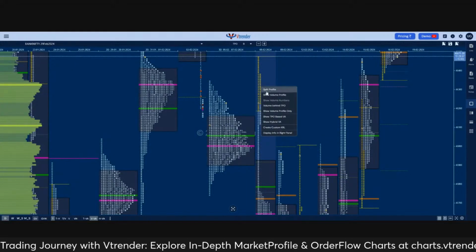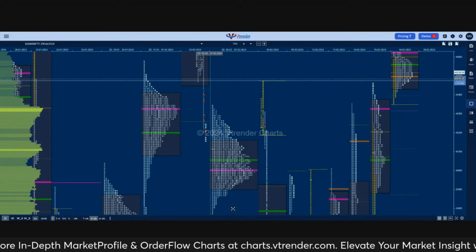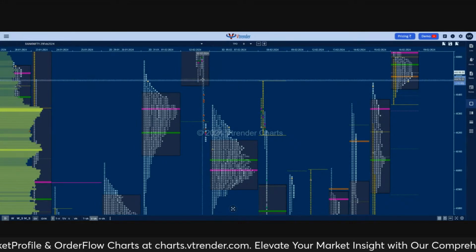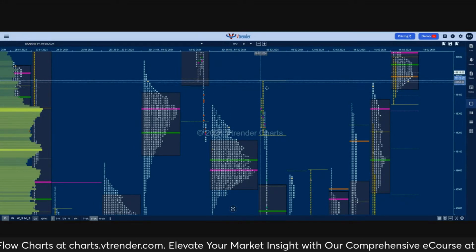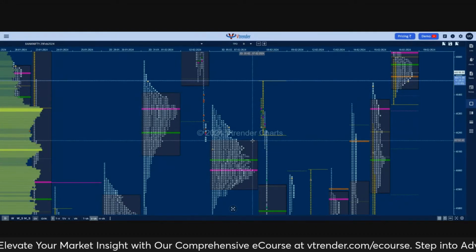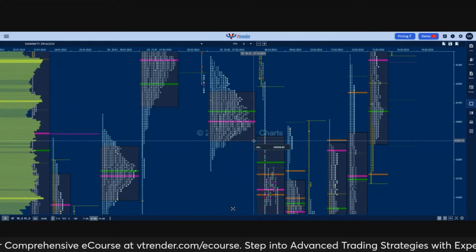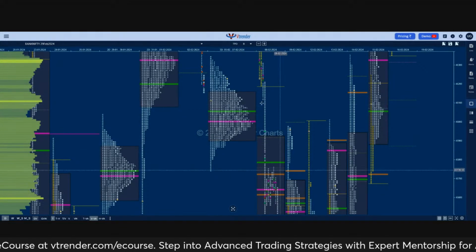We in fact probed higher, and you can see we tried to get into this neutral extreme profile, but right here we got rejected and we left this B period selling tail. And once we got back into this value, this 80% rule was an easy job for it. We went on to leave singles in the D period.